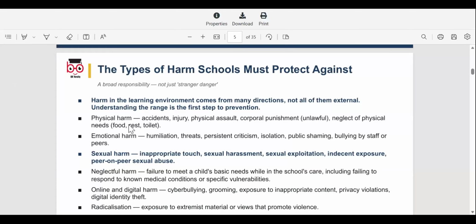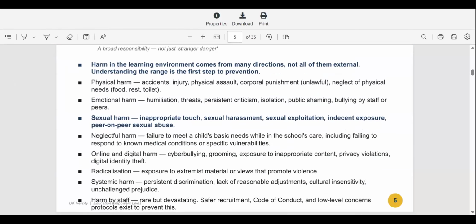Here we look at the element of types of harm schools must protect against. So schools have a legal and a moral duty to safeguard children from any sort of harm. They must protect students from physical, emotional, sexual abuse, any sort of bullying, online harms, external criminal exploitation, any sort of harm they must protect them from.